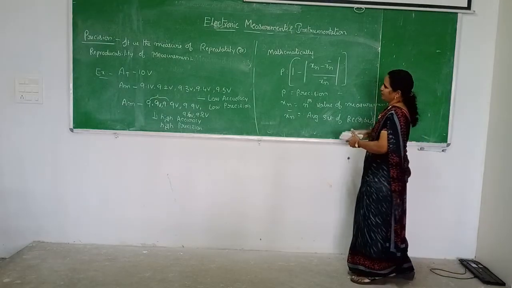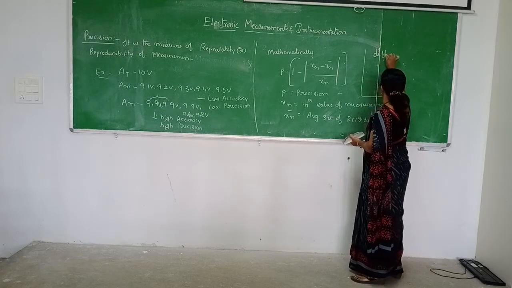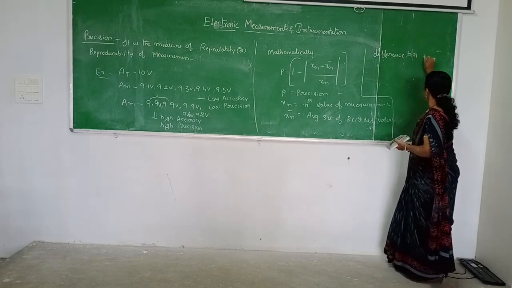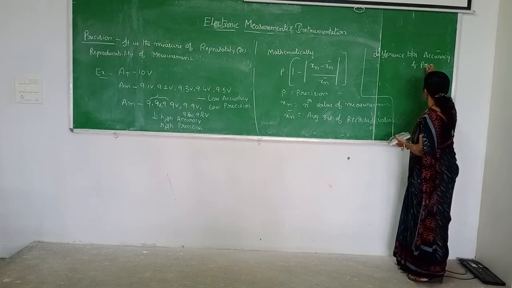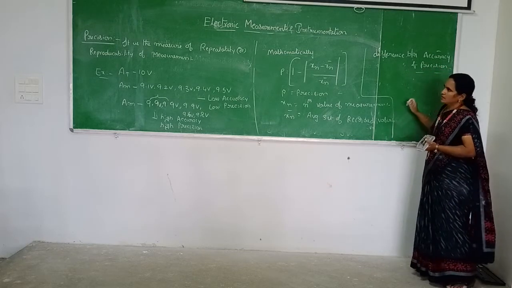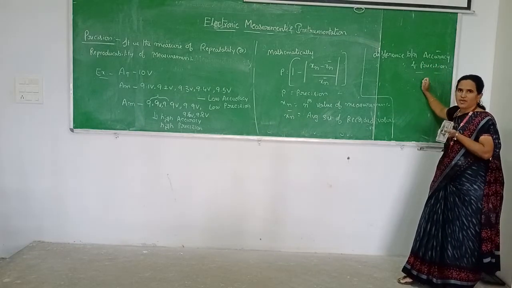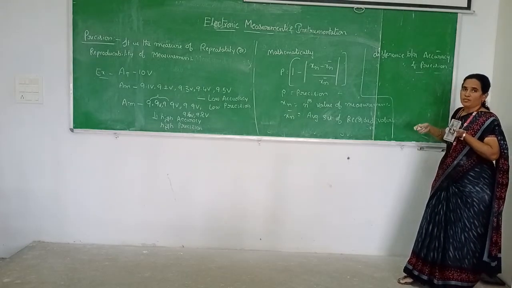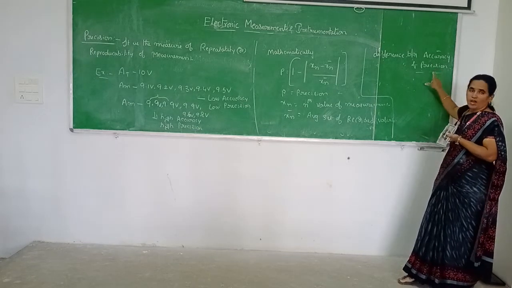So we will see the difference between accuracy and precision. Accuracy means the ability of an instrument to show the exact value or exact reading. But precision means the repeatability of reading again and again for constant input. That is called precision.